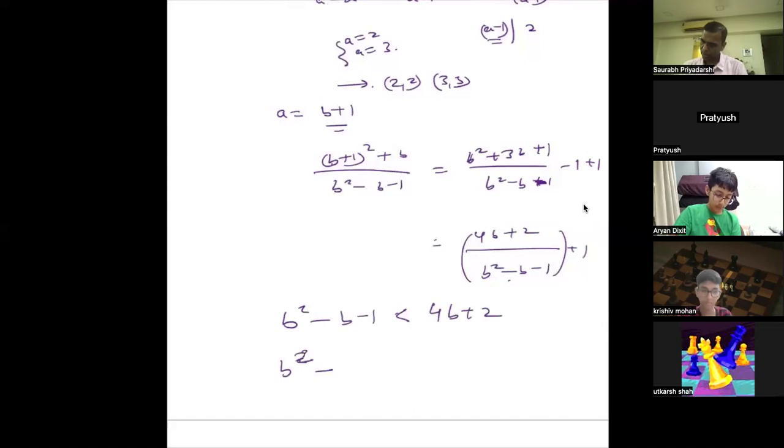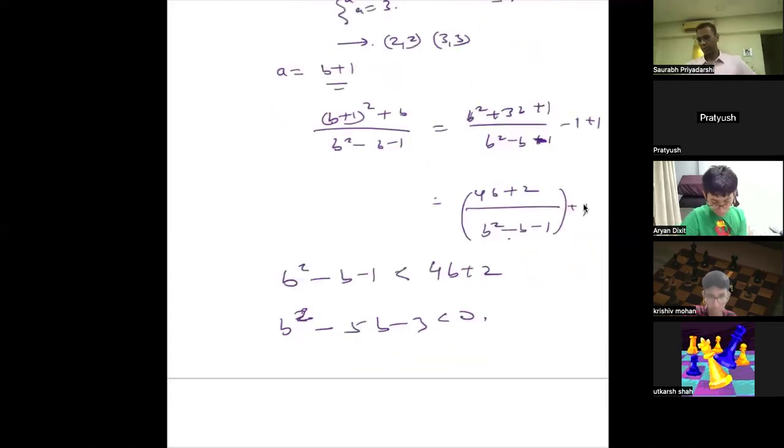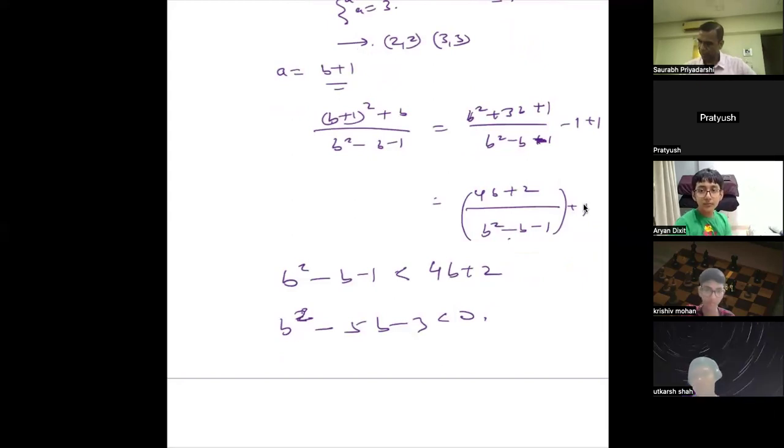b square minus 5b minus 3 less than 0, right? And less than equal to. Can we factorize this? We can use Sridharacharya. By Sridharacharya, approximately what number are you getting? 5 plus minus root of 25 plus 12, so 5 plus minus root 37 by 2. Root 37 is approximately 6. So 11 by 2 and minus 1 by 2 approximately.